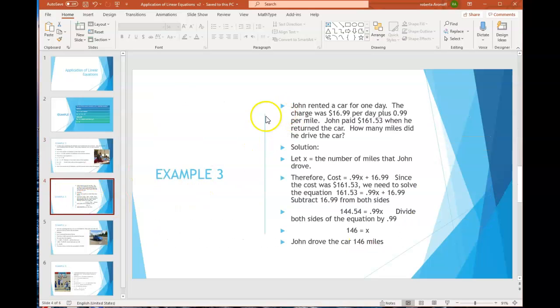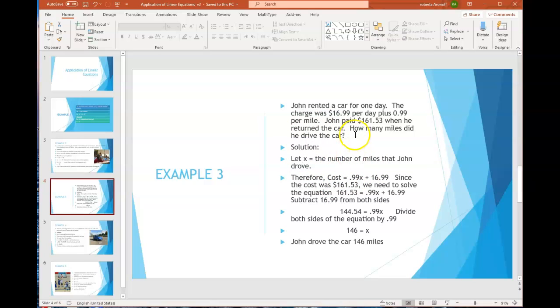Example 3, we're renting a car. John rented a car for 1 day. The charge was $16.99 per day, plus 99 cents per mile. John paid $161.53 when he returned the car. We want to determine how many miles he drove that 1 day. And because we want miles, for the solution, I'm going to let x equal the number of miles that John drove. Now, this is a cost equation.